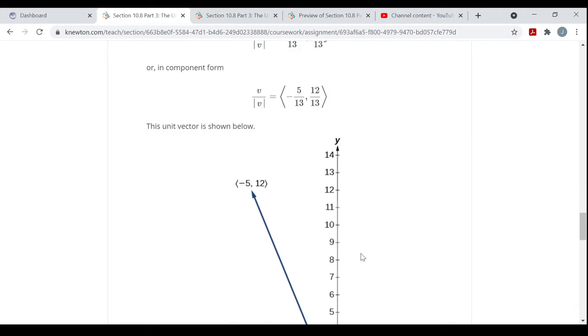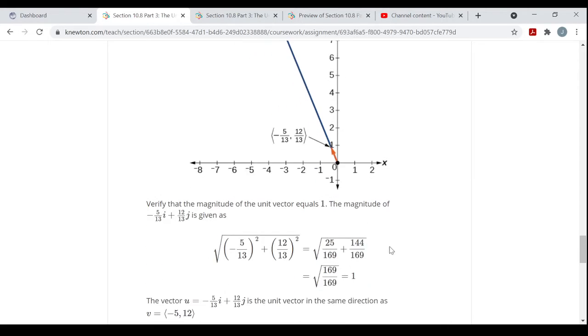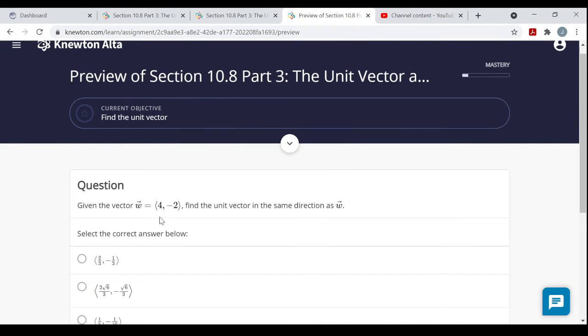And then they draw a little picture also. Here's the vector -5, 12 written in standard position, starting from the origin. And then here's the vector, pointing in the same direction, but with a length of 1 unit, the -5/13, 12/13. And this is what we're asked to do. Okay. So back on my assignment here, we're asked to do the same exact thing.